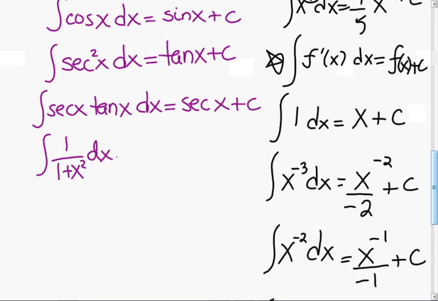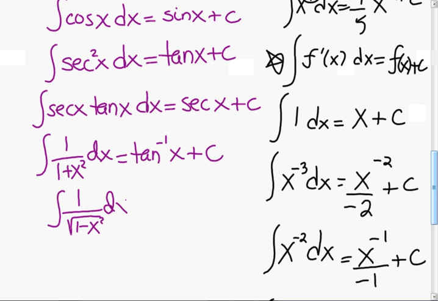Inverse tangent. Yeah, you did. Well, knowing that, what's this one? Inverse sine. You could do inverse cosine, but you'd have to put a negative.